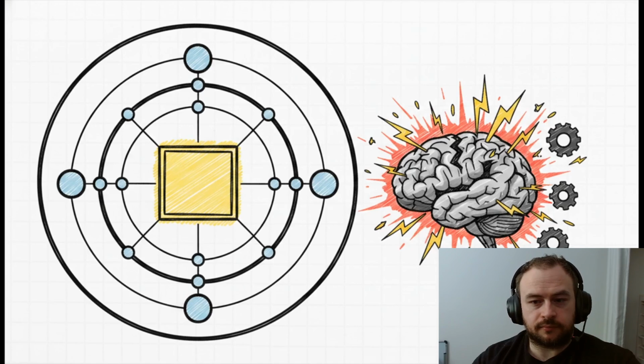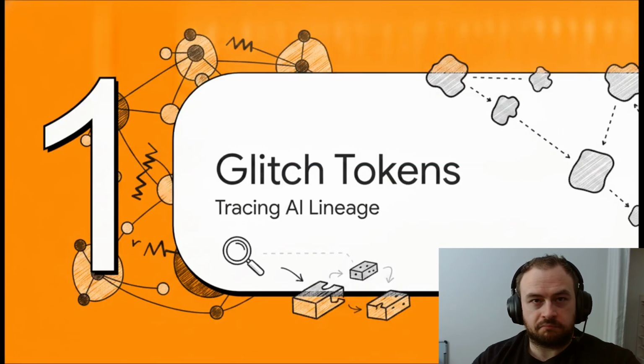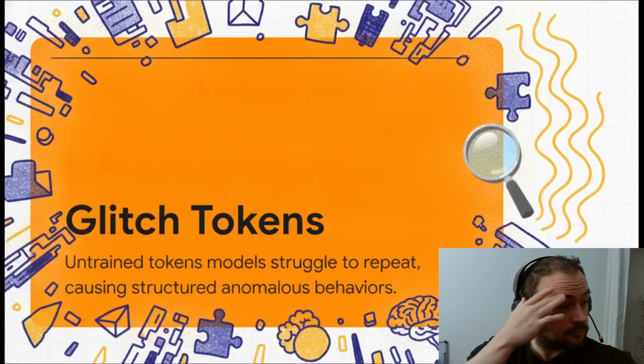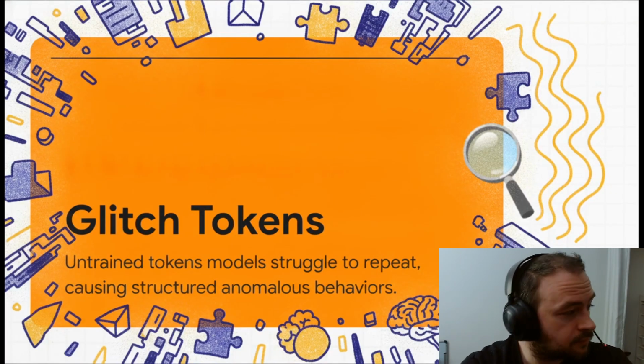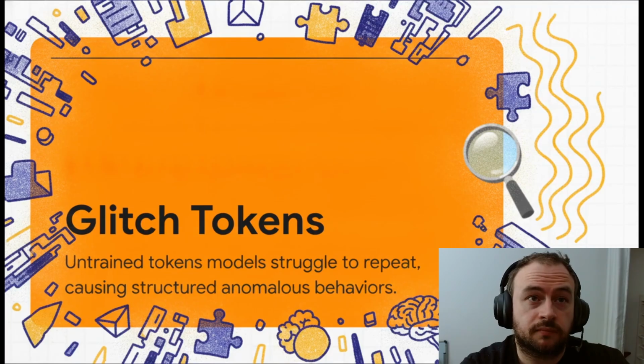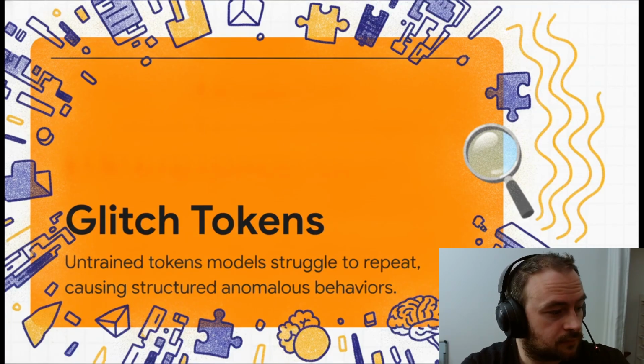It was literally like giving the AI a digital allergy. So that brings us to section 1, glitch tokens and AI ancestry, and how we can actually use these quirks to trace the lineage of models. To really grasp what's happening here, we need to define what we're looking at. These are what researchers call glitch tokens. Basically, they are undertrained or entirely untrained tokens that the models fundamentally struggle to even repeat.